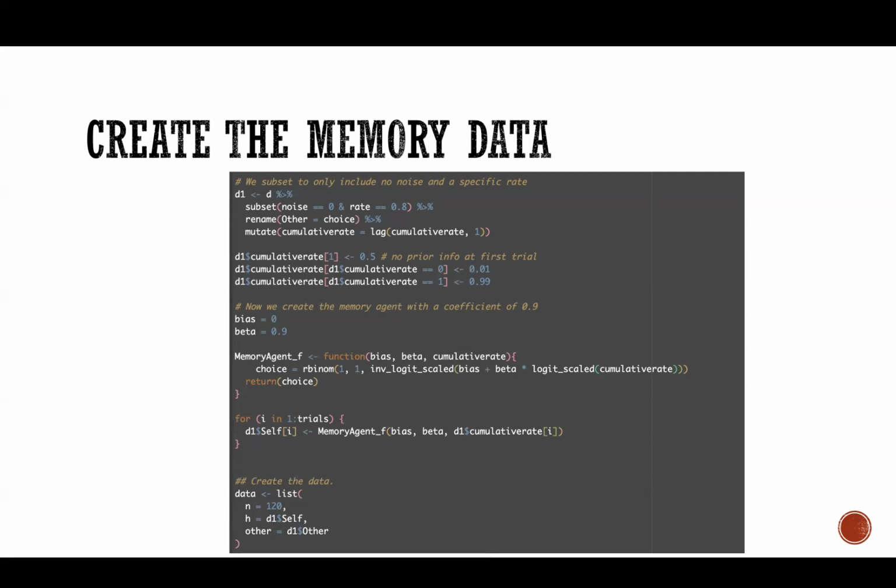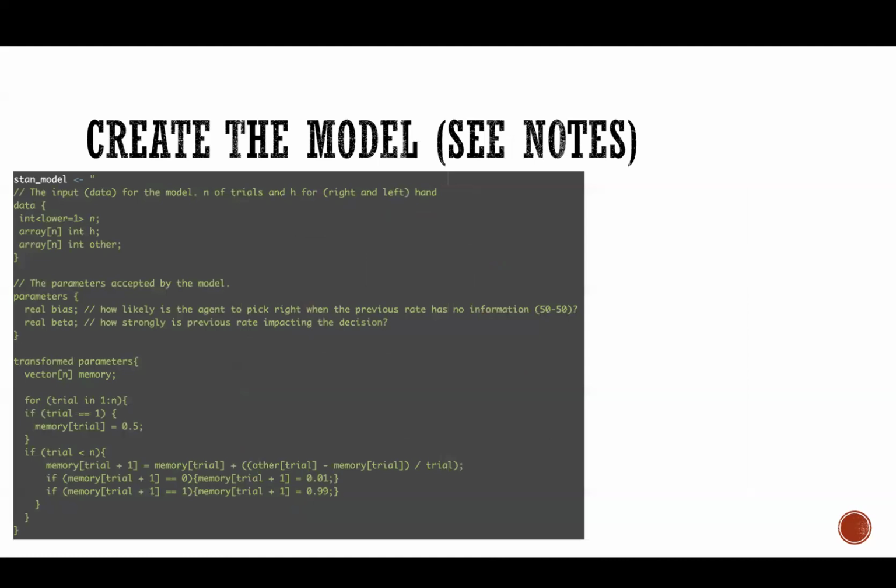We create the data for Stan. There's a number of trials. There's the choices that the memory agent has made. And there's the choices that the random bias agent has taken. We create the model. In the data, there's exactly the 3 kinds of data that we just put in the list. We define the parameters accepted by the model. Now the parameters that we need to estimate are not theta anymore, but the bias and the beta for memory.